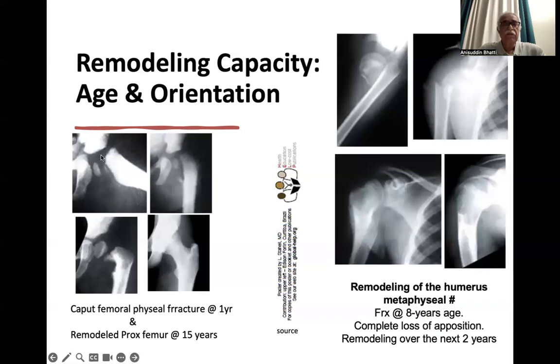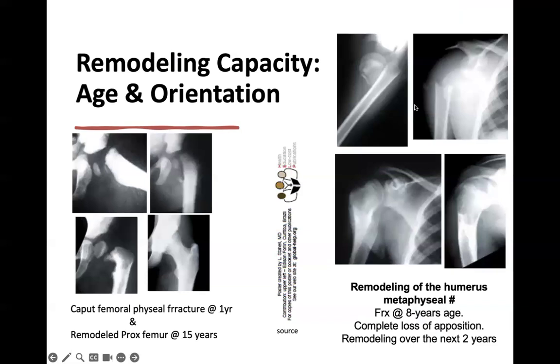This is one example of the remodeling capacity with the age and orientation of the physis. There is a type 2 fracture in the proximal femur with gross displacement of the caput at the age of 1 year. At the 15th year, it is a significantly grown child with significantly normal bone. While if you see a proximal humeral metaphyseal type 2 fracture at the age of 8 years, over 2 years there is no significant remodeling as compared to the fracture that occurred at the age of 1 year.